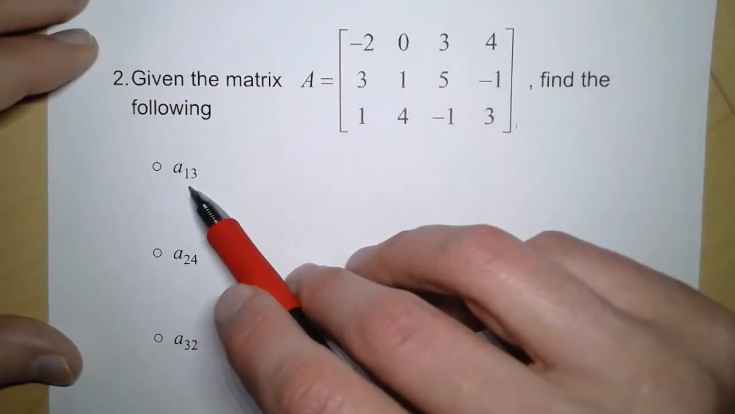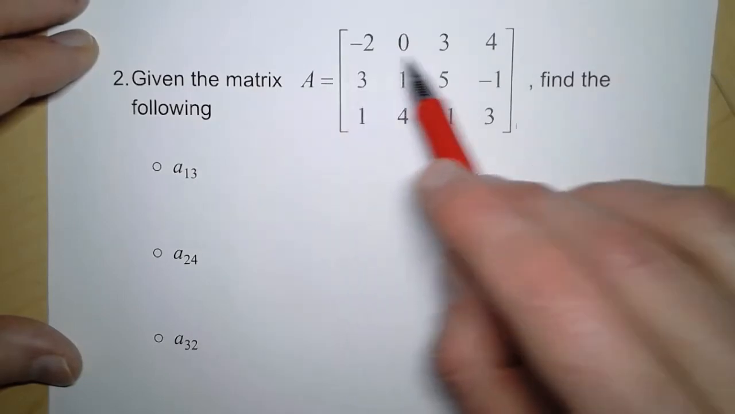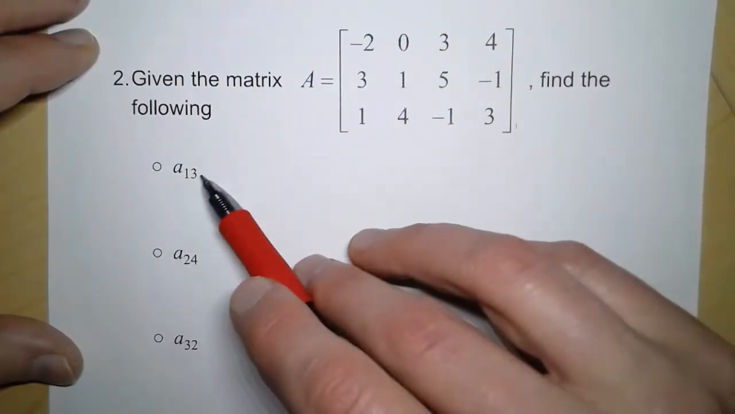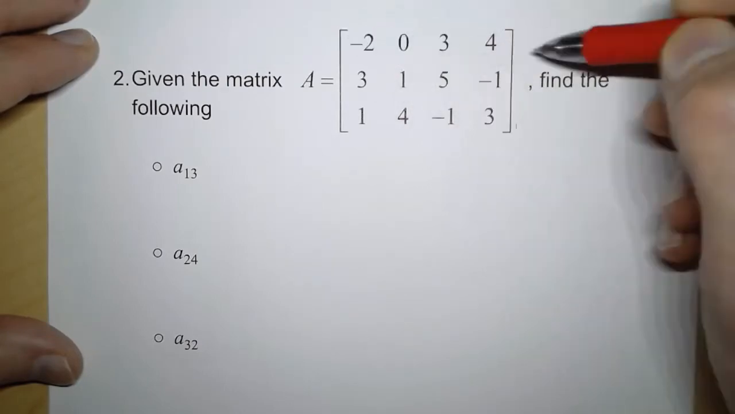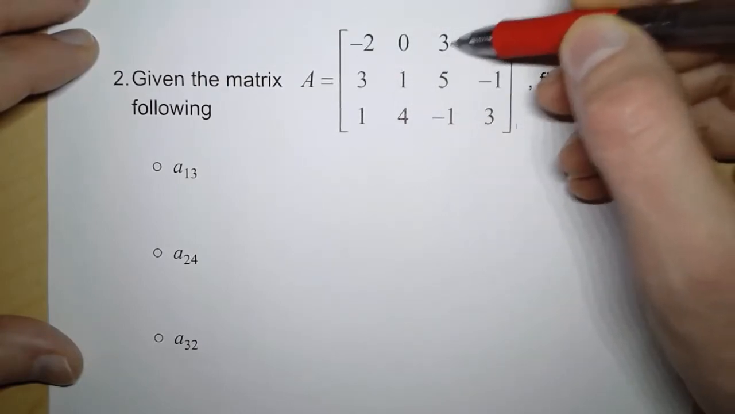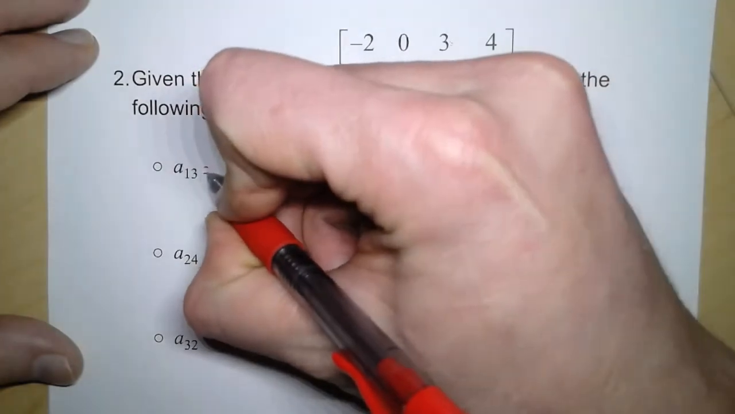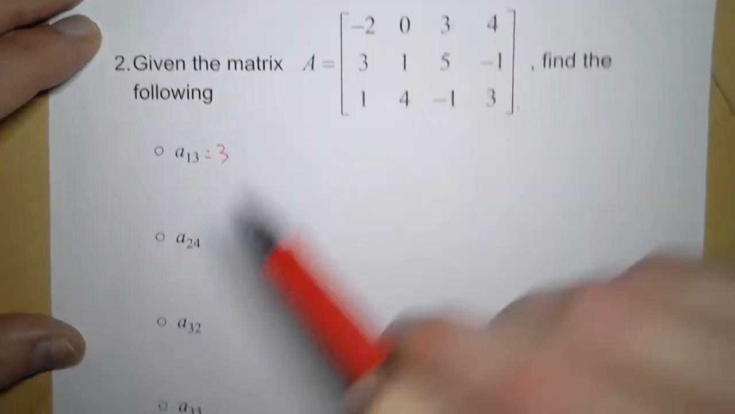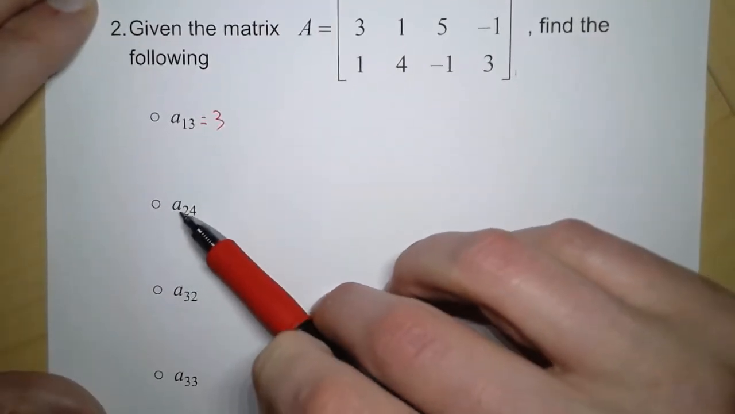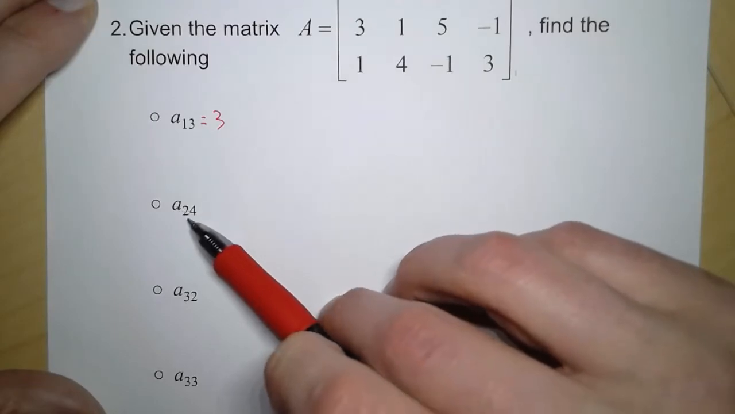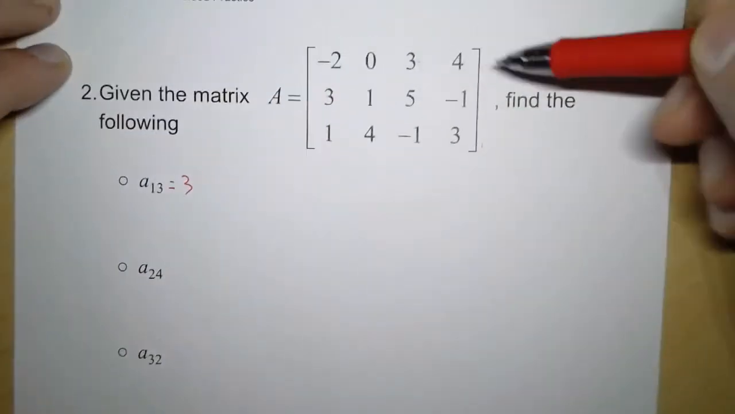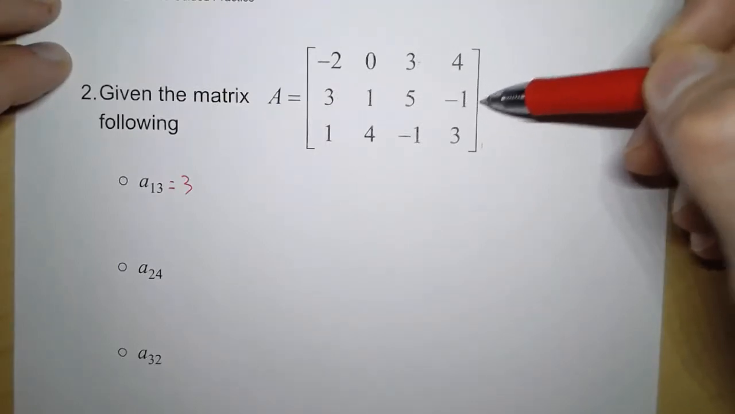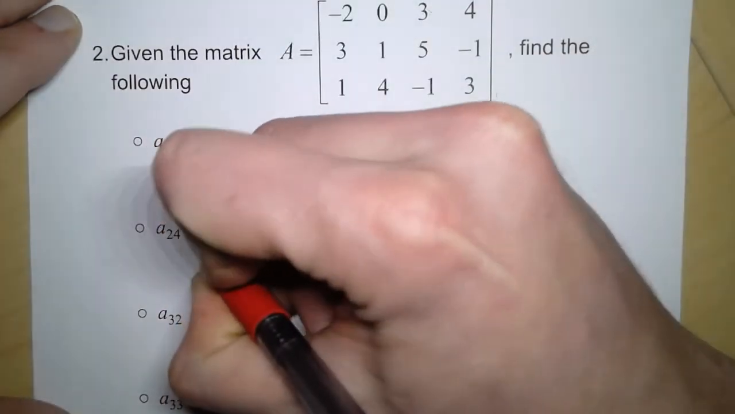So a13 tells us it's going to be in the first row, and the 3 tells us it's going to be in the third column. So that means first row, third column, it's that number. That's the 3. Our second number, a24, says we want to find the number in matrix A that's in the second row and in the fourth column. So that's going to be this number right here, -1.